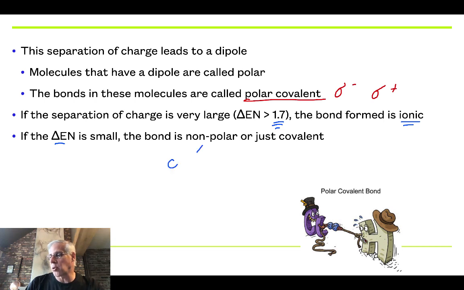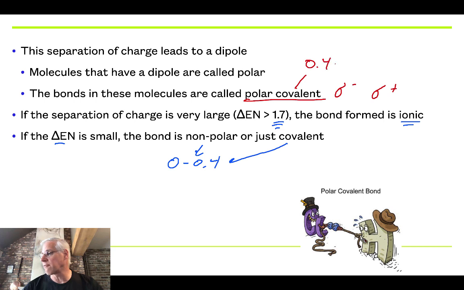and usually for nonpolar we say that that's between 0 and 0.4, or covalent. That's the same thing actually. So nonpolar and covalent are the same thing. Okay, so you can have this polar covalent. I missed this. I apologize for this. So for polar covalent, that delta EN is going to be generally between 0.4 and 1.7.